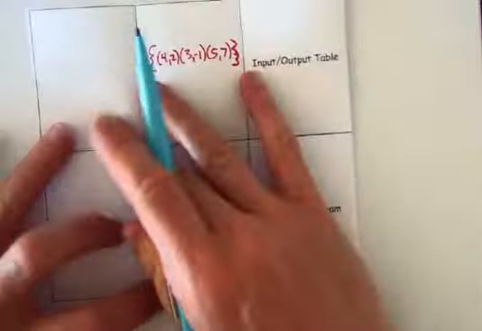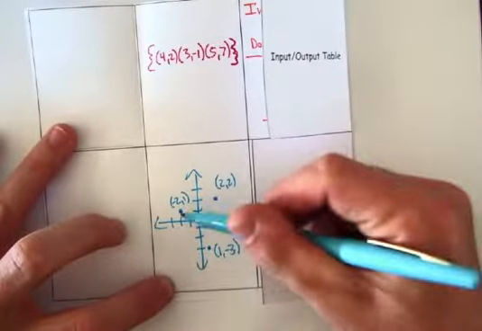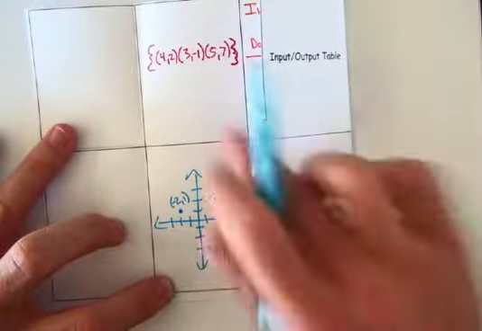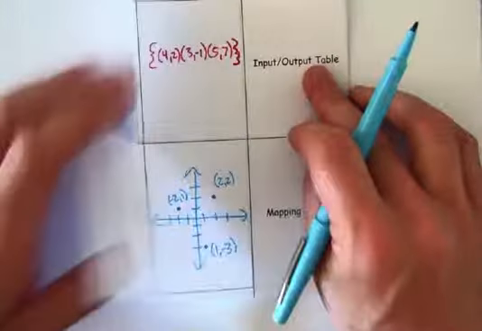Okay, so we had ordered pairs. These are just the ordered pairs graphed. You can see I actually wrote the ordered pairs on there. Here's an input-output table. Finally, let's look at a mapping diagram.